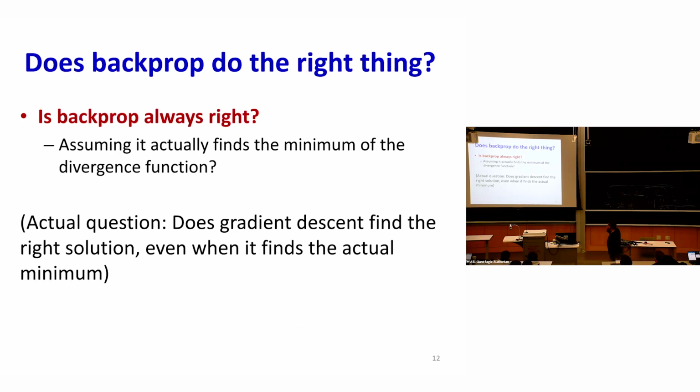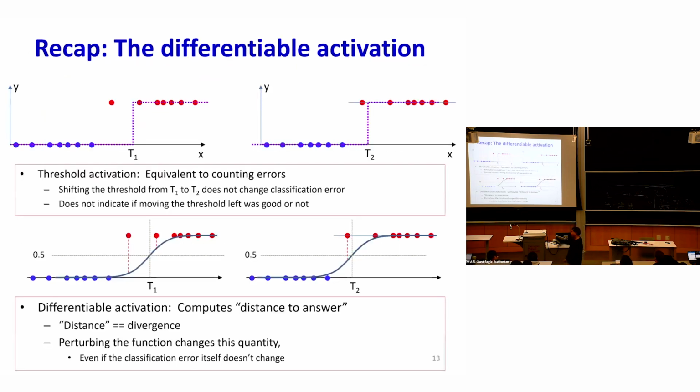So the actual question is, does gradient descent find the correct solution when it finds the actual minimum of your loss function? And for this, remember, what we really wanted to do was to minimize the error count, as we saw in the upper picture. But what we did was to compute a proxy for this error by changing the activation function to something differentiable, and changing the error to also be something differentiable. And this has some consequences.